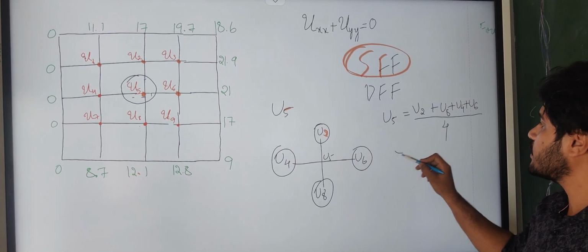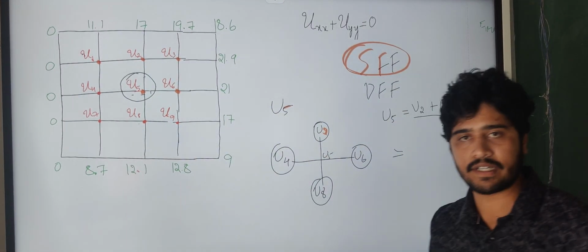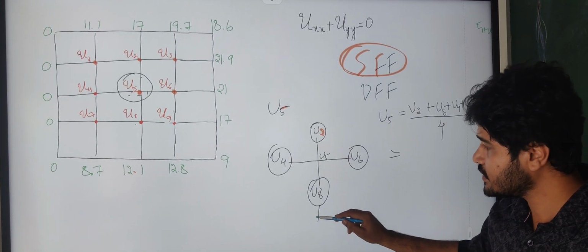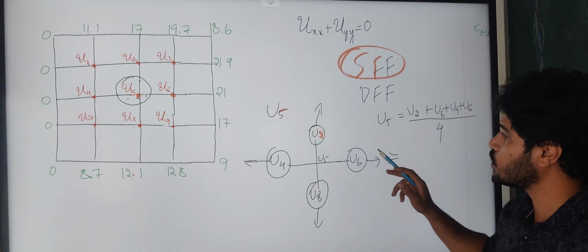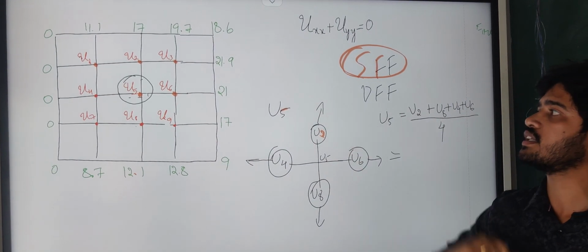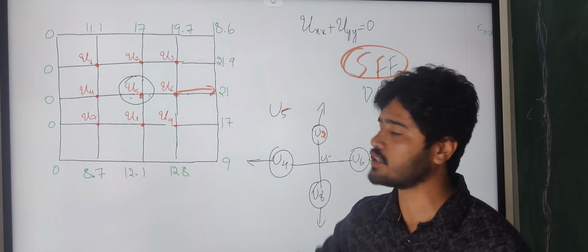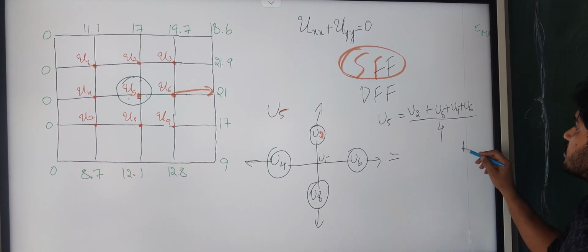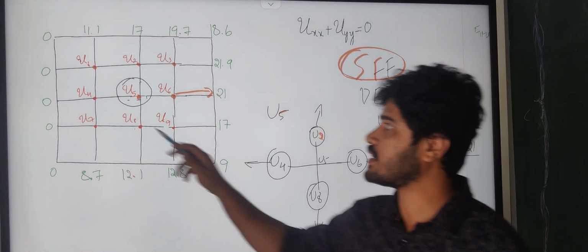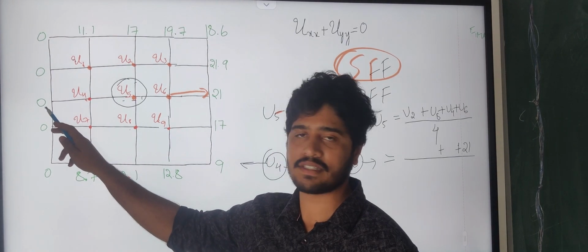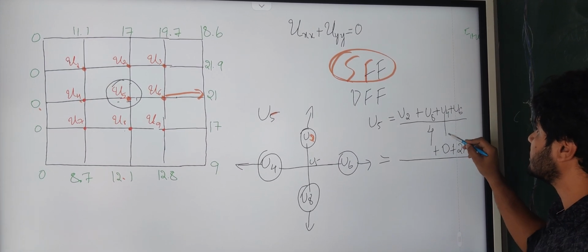Okay, so now here, since initially I don't have the values for this u2, u4, u6 and u8, what I have to do is, for this the nearest value should be given. So for all this u2, u4, u6 and u8, nearest values in the mesh diagram should be allotted. So here nearest value for u6 is 21. So in place of u6 I will substitute that as 21. Next, similarly in place of u4, the nearest boundary value is equal to 0. So I will substitute u4 as 0.